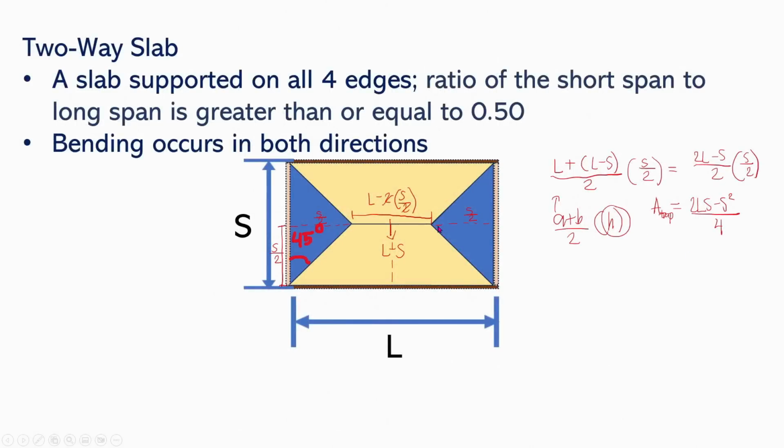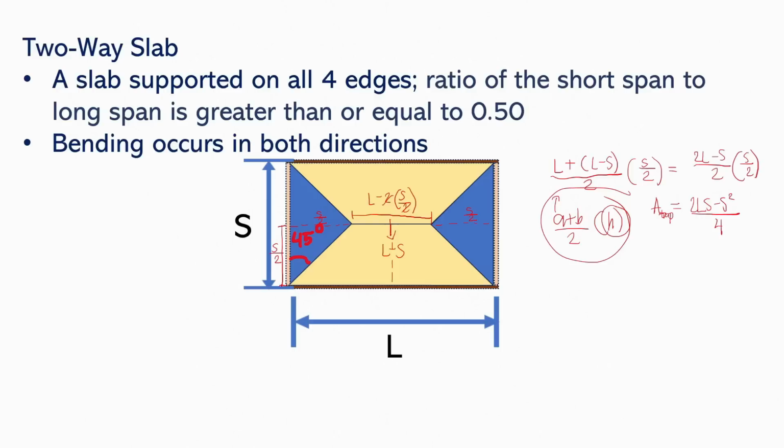Diba kasi again, this is S over 2, and then this length is L minus dalawang S over 2, and then multiplied by the height, which is S over 2. Now, this is just the area of the trapezoid, yung general formula. And so, ito na lang yung gagamitin natin. However, if you don't want to memorize this one, then you can just draw the figure.